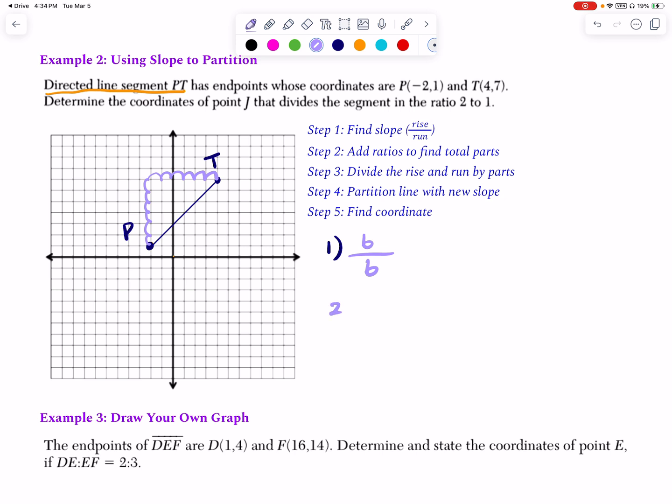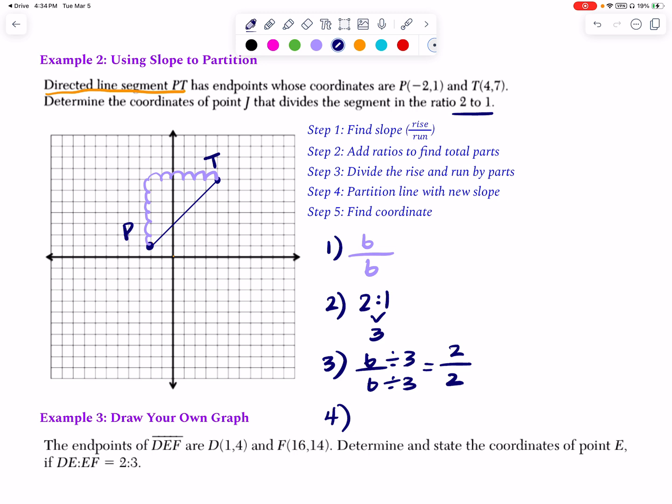Step 2. Add the ratios together to find the total number of parts. The ratio of 2 to 1. 2 plus 1 is 3. Step 3, we're going to divide the rise over run by the total number of parts, both the numerator and the denominator, so it's going to be 2 over 2.